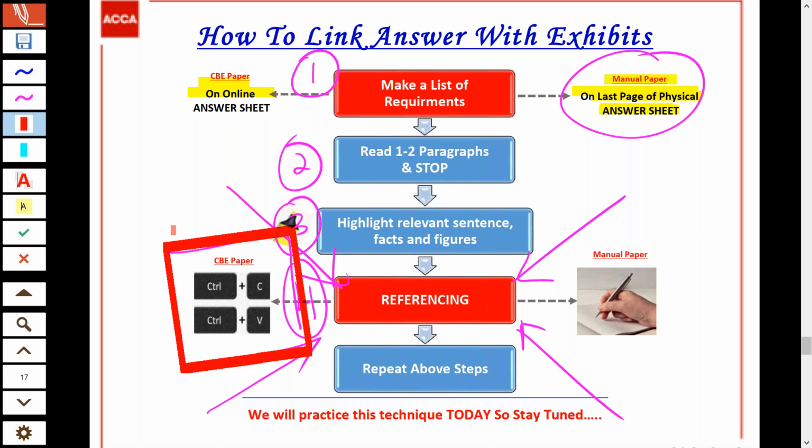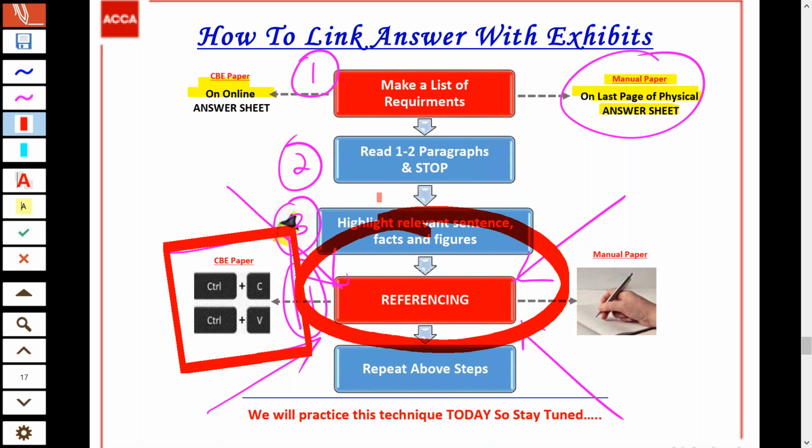Okay, so ladies and gentlemen, this slide is very, very important: how to link your answers, and the main game is referencing. It will take an extra 5-10 minutes because you will make the list of requirements and then you are writing your stuff and referencing. But this extra investment of 10 minutes will save a lot of your time during drafting. And you can see it once you start applying it.